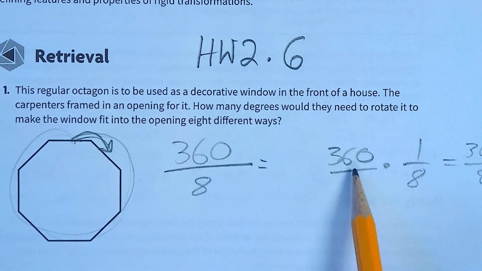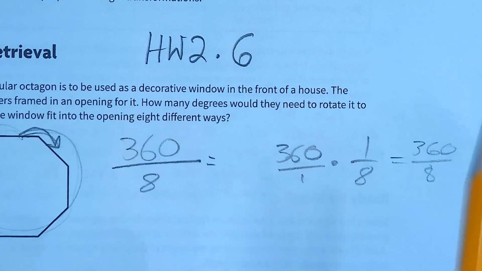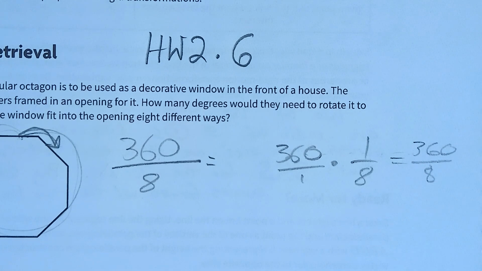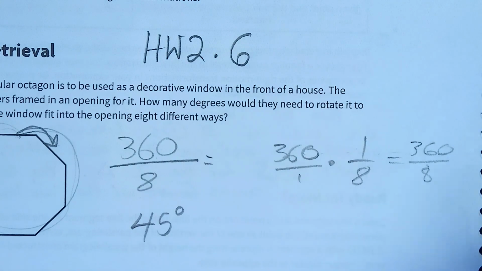That is also the same as 360 times 1/8, right? 1/8 of the way, because you multiply across the top with fractions and get 360, and multiply across the bottom and get 8. Hey Google, what is 360 divided by 8? 45 degrees.